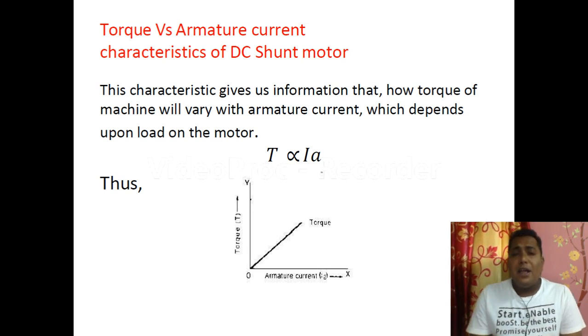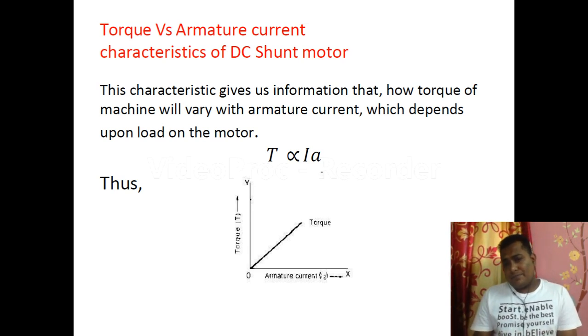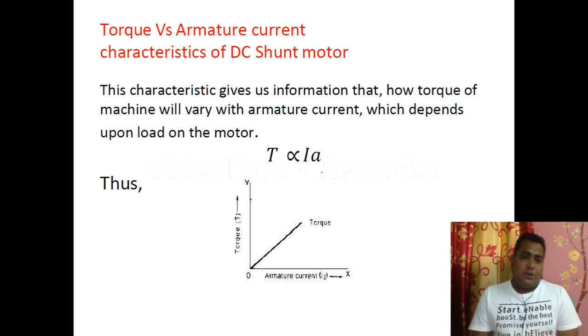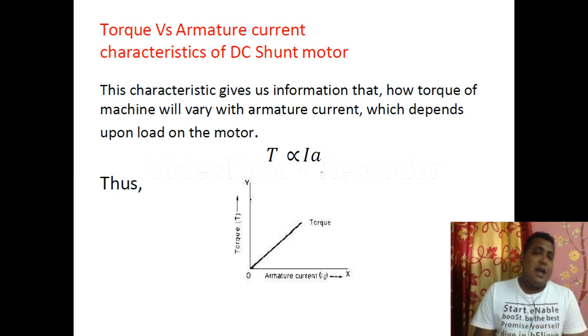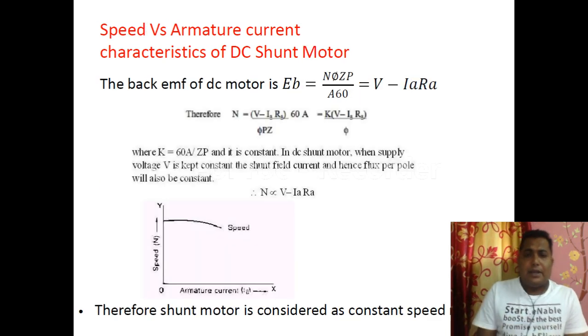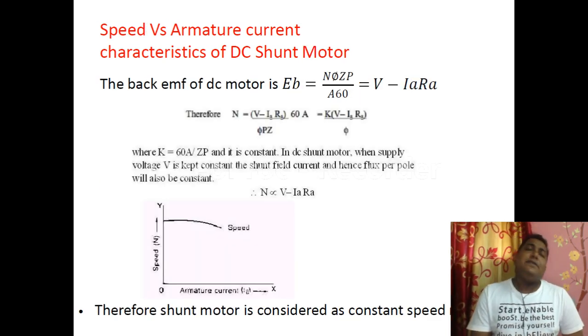So this is simple. It is directly proportional, provided the field current is constant. And if field current is constant, then the field flux will be constant. And if field flux is constant, then this T will be directly proportional to the armature current. Okay, so let us go to the next characteristics. Yes, speed versus armature current.